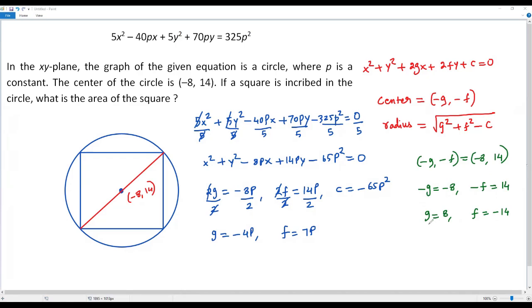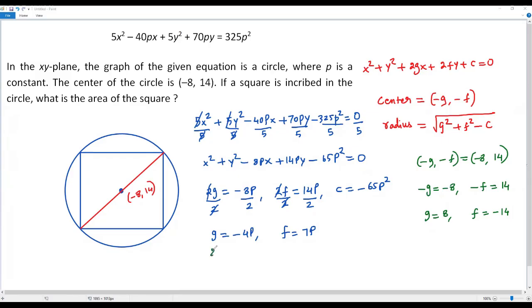Okay, here I got the values of g and f. I can plug in these values over here. But still we need the value of c to get the radius. How do we get the value of c? Here we already got the value of c, but it contains an unknown p. Once we get the value of the unknown p, we can plug it in over here and get the value of c. Here we know the value of g, that is 8. We can plug in this value 8 for g over here and get the value of p.